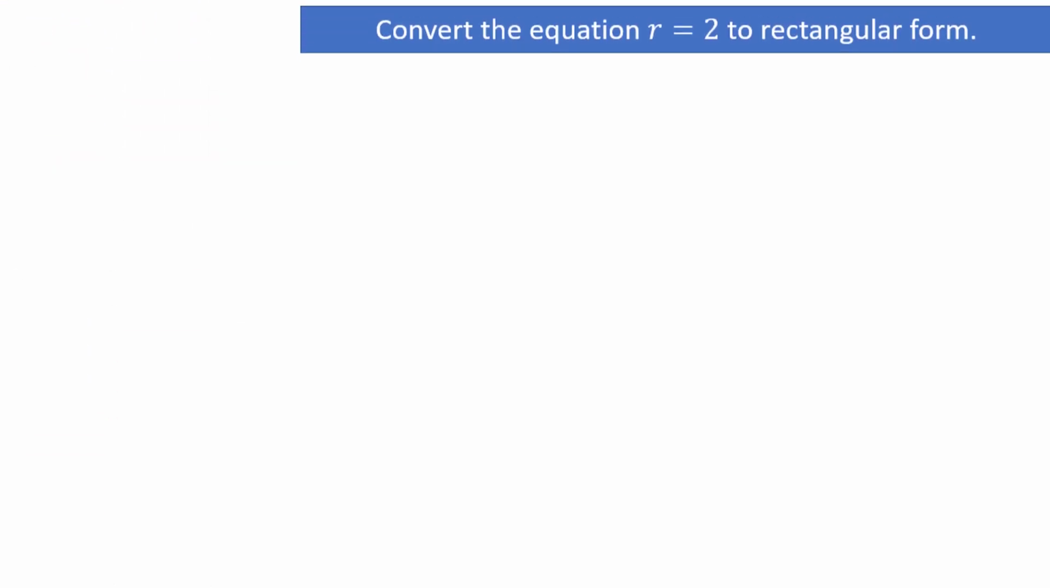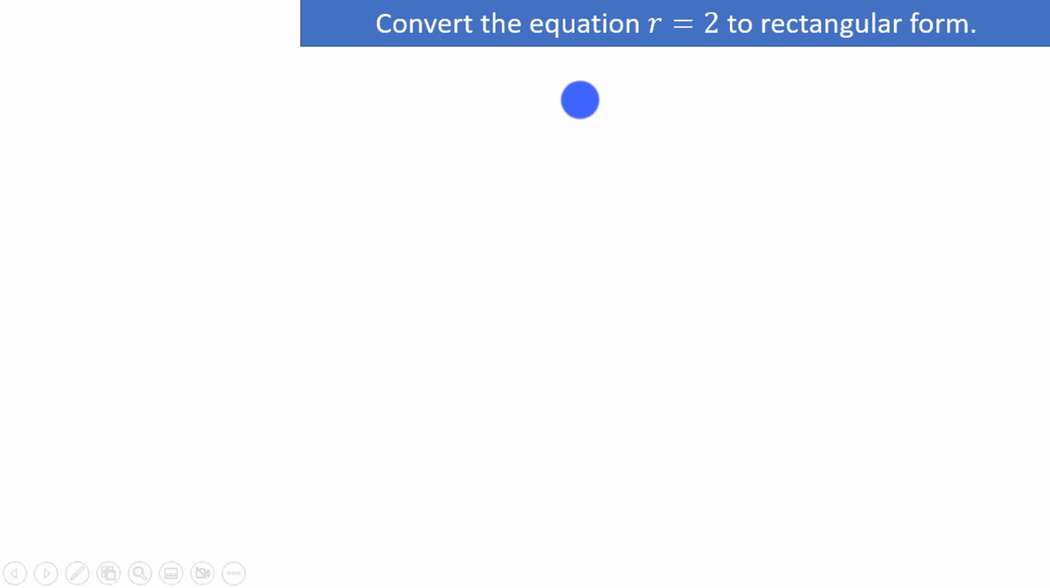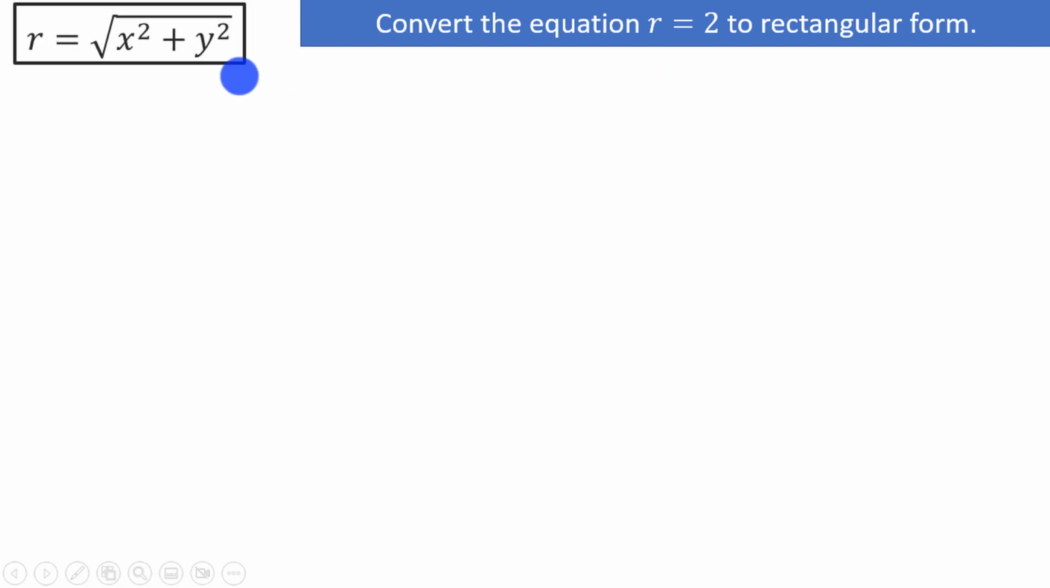Let's take a look at a problem. We are asked to convert the equation r is equal to 2 to rectangular form. That means instead of having r in our equation, we would like to have x's and y's. We know that r is equal to the square root of x squared plus y squared. So instead of having r is equal to 2, we could change r to the square root of x squared plus y squared. We will have the square root of x squared plus y squared is equal to 2.